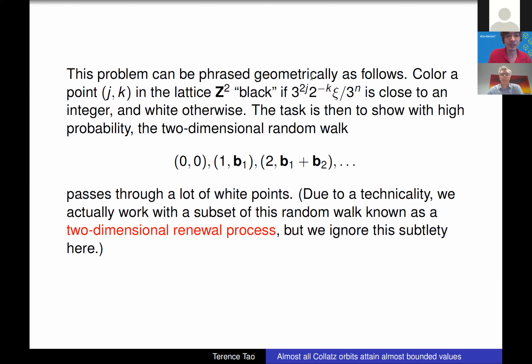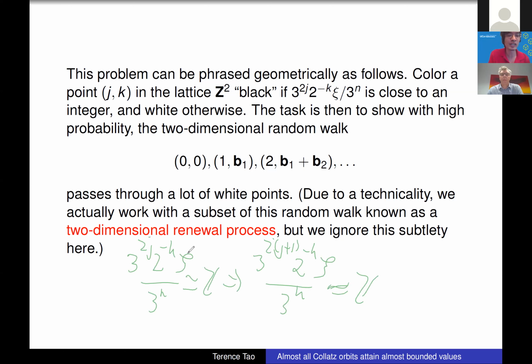This is a sort of easy observation: if, for example, this number is close to an integer, then if you shift j by 1, if you make j a bit bigger by 1, then this one will also likely be close to an integer, because this number is just 9 times bigger. So if one number is close to an integer, then 9 times that number is also likely to be close to an integer. Similarly, if you increment k, then you divide this by 4, and there's a good chance that you will still be close to an integer. So the set of black points is kind of connected in some way.